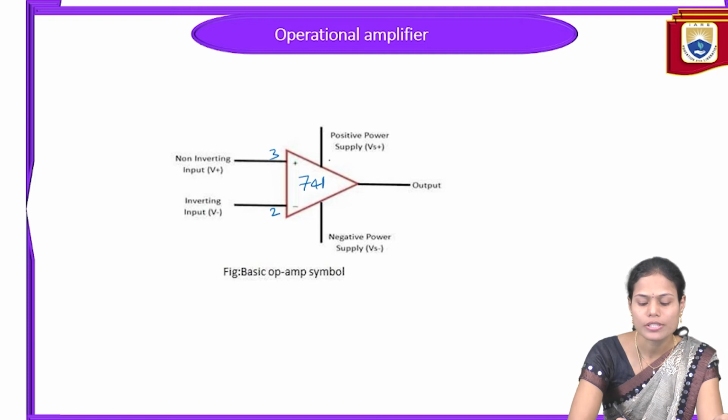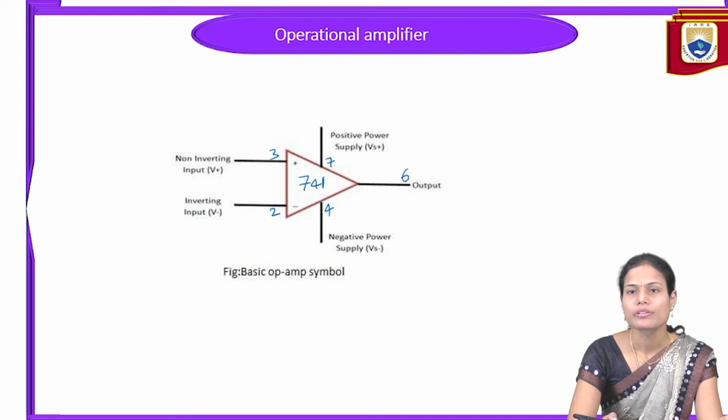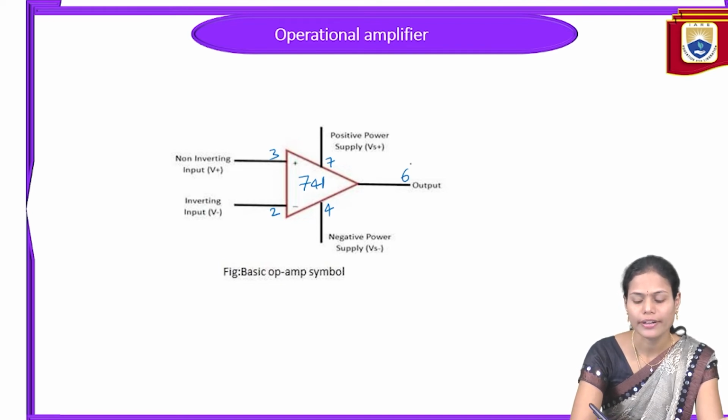And the positive power supply we will connect to the seventh pin, and the negative power supply we will connect to the fourth pin. And the output we will measure across the sixth pin. Okay, so these are the signals to provide the input and to take the output, and this is the basic symbol we will utilize for the operational amplifier.